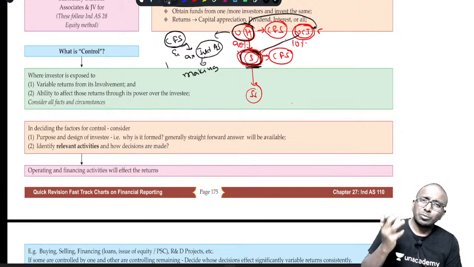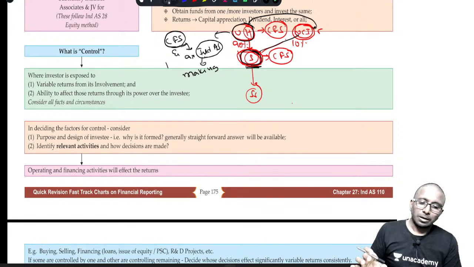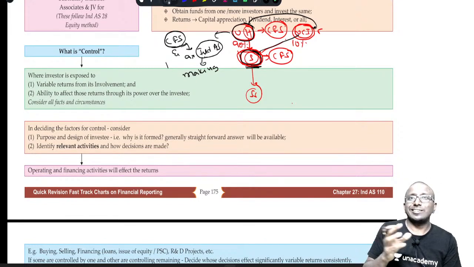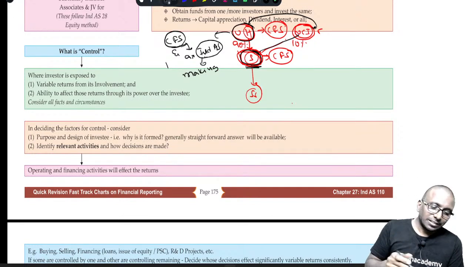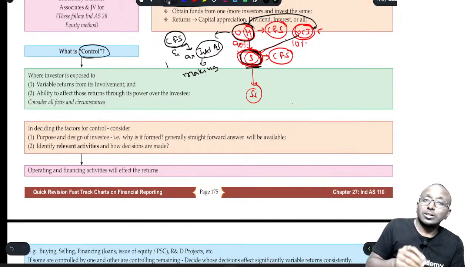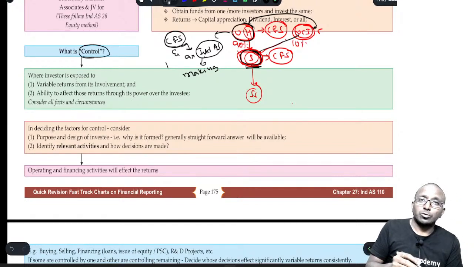What do you mean by control? There is a big definition and a lot of discussion, but from the examination point of view, theoretical questions are very rarely asked so far. I can say not asked, but I don't know whether they are going to ask you. That is one reason. Where the investor has control, what do you mean by control? When do you say we have control?